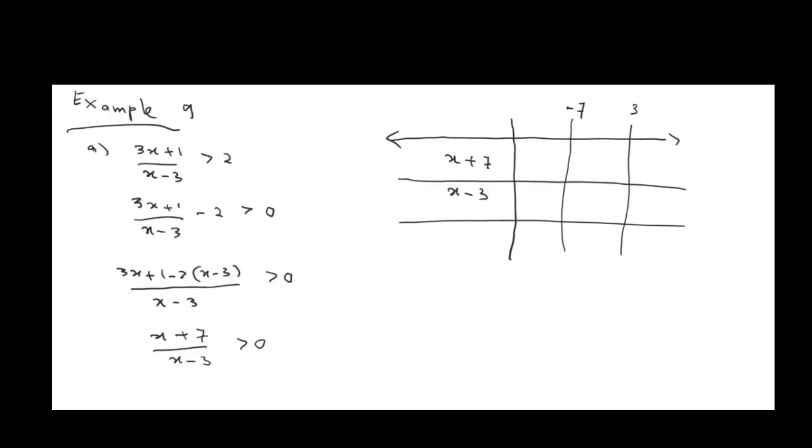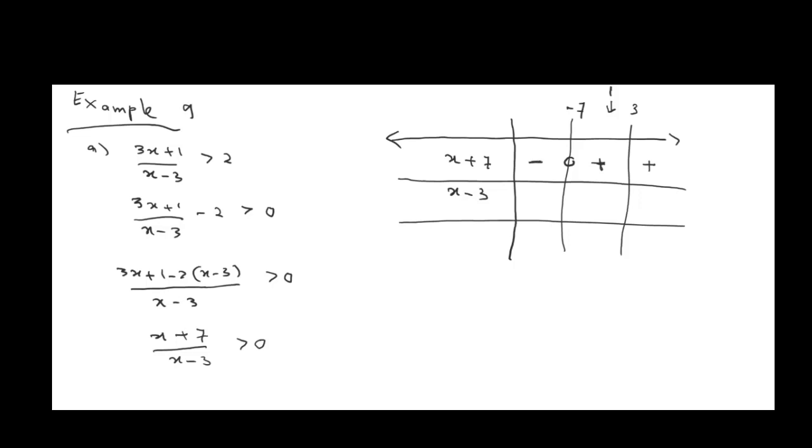Choose one value to test the sign of x plus 7 and x minus 3 in the intervals. For x plus 7, negative 7 will make it 0. So we choose one value, let's say 1 here. 1 is situated between negative 7 and 3. So 1 plus 7, we have 8. 8 is positive. So on the same side of the 0, the sign must be the same. The opposite side is the opposite sign, that is negative.